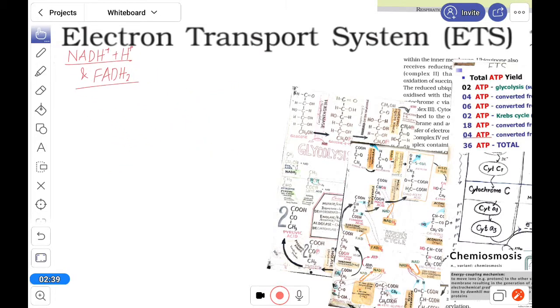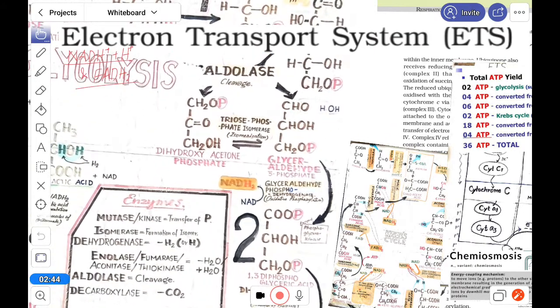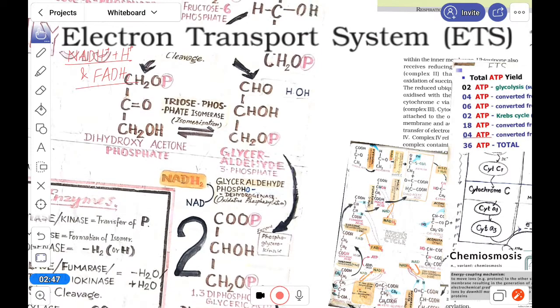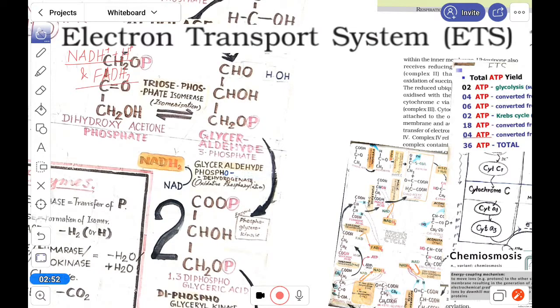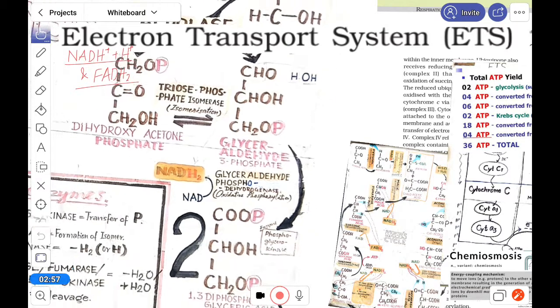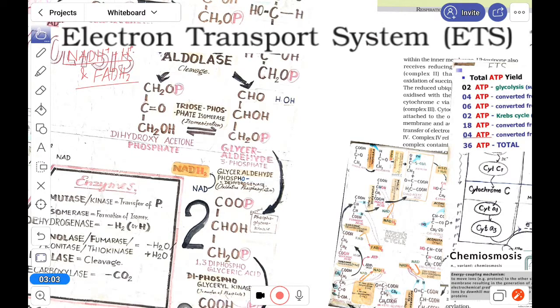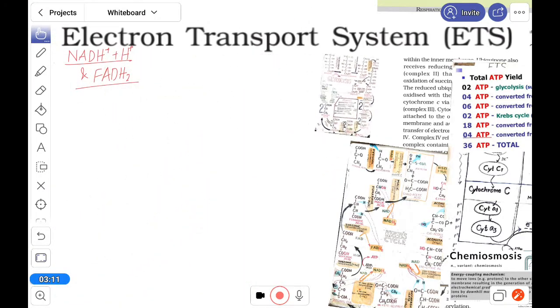So, look here in glycolysis. In glycolysis, here is the place where 2 NADH plus H is produced, in between glyceraldehyde 3-phosphate and 1,3-diphosphoglyceric acid. So it will be 2 molecules. Here, for the first time, these 2 molecules started. In glycolysis only, 2 molecules of NADH plus H are produced.